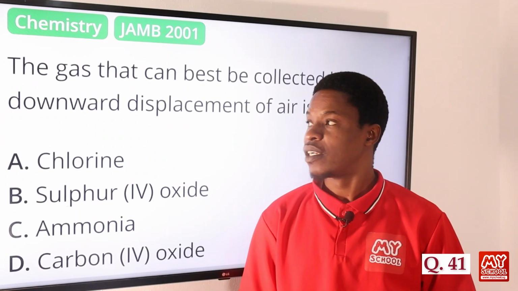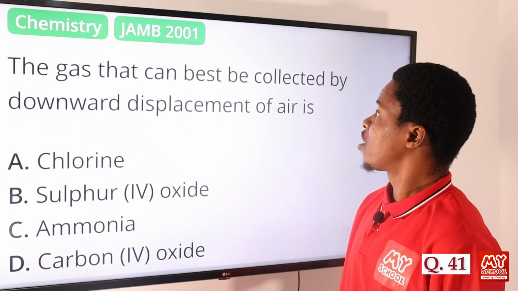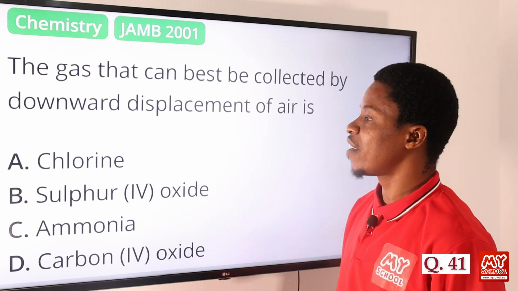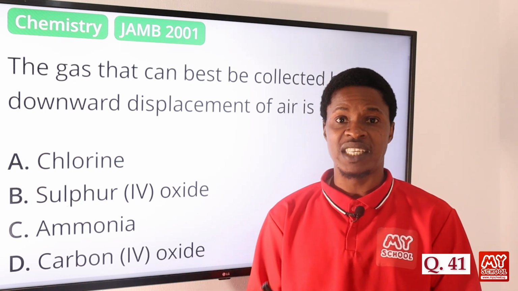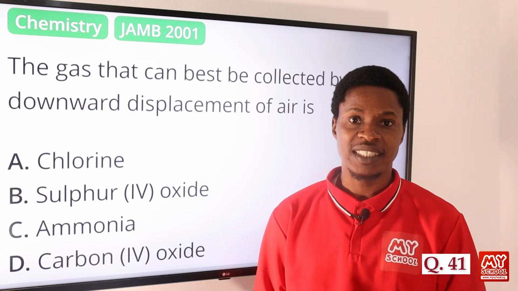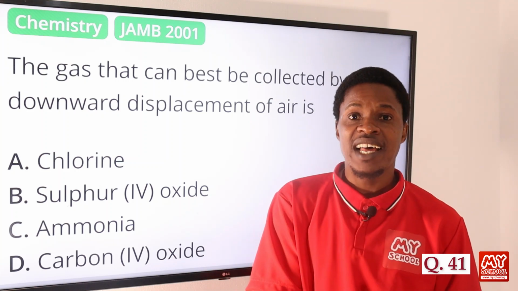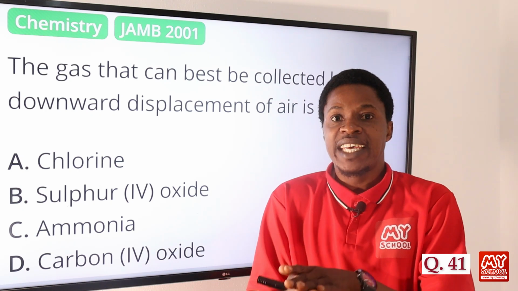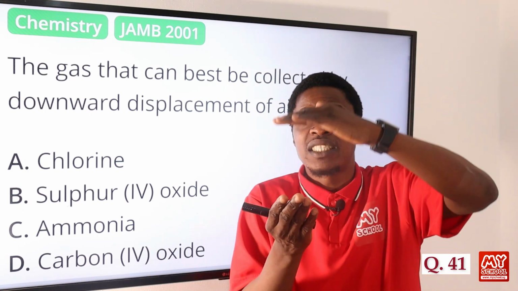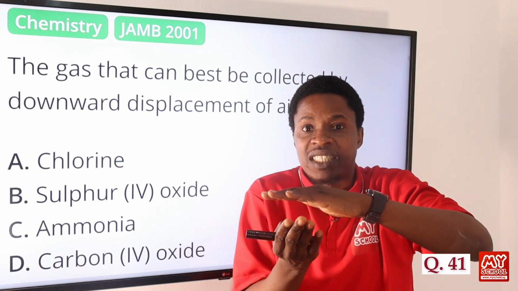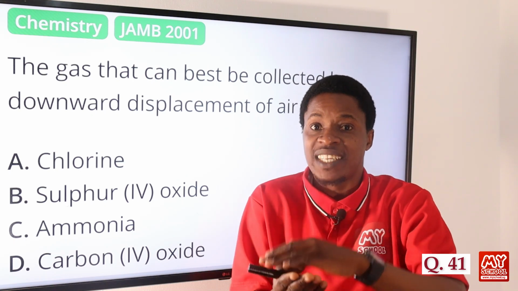Question number 41. The gas that can best be collected by downward displacement of air. Now, the way gases are collected when they are being produced in the lab actually depends on how dense they are. Is it denser than air or lighter than air? Any gas that is lighter than air means the gas is going to be on top and the air will be underneath, which means the air is denser than the gas.